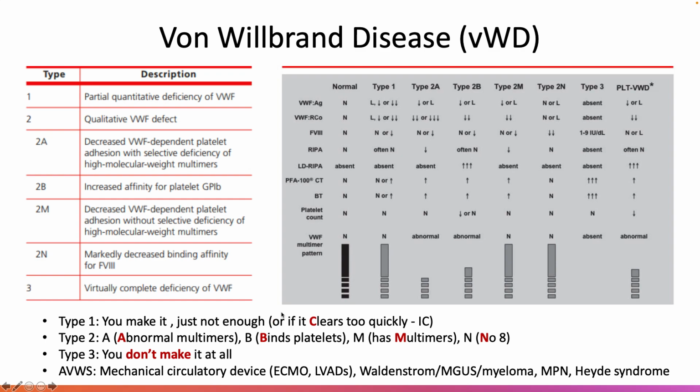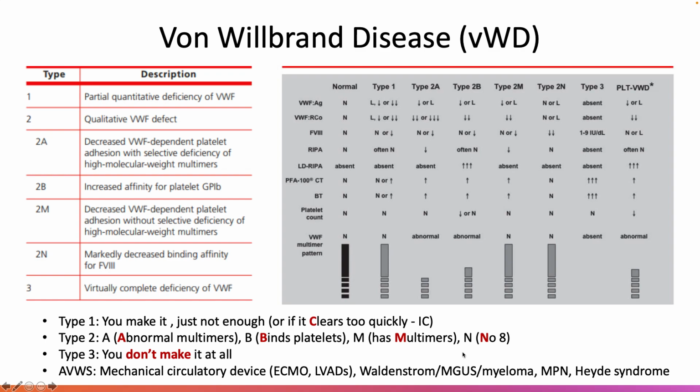One of the type 1 subtypes is called 1C. If you clear it too fast, this is called 1C. Type 2 is where you're dealing with quality. If 2A, you're talking about abnormal multimers, it produces a lot of abnormal multimers. 2B is it binds to the platelet. 2M is actually have a lot of multimers. And 2N is actually no factor 8.